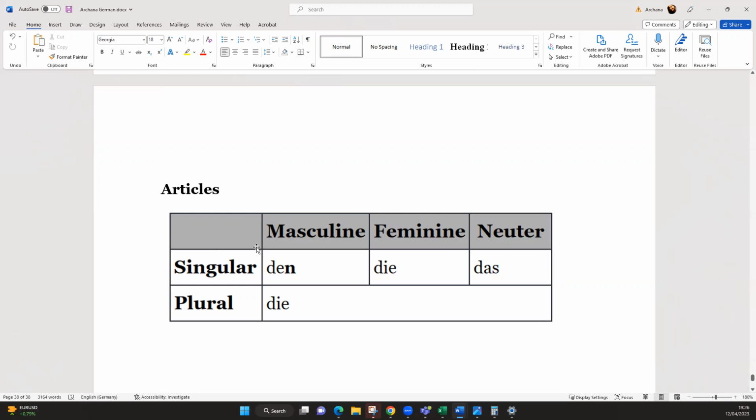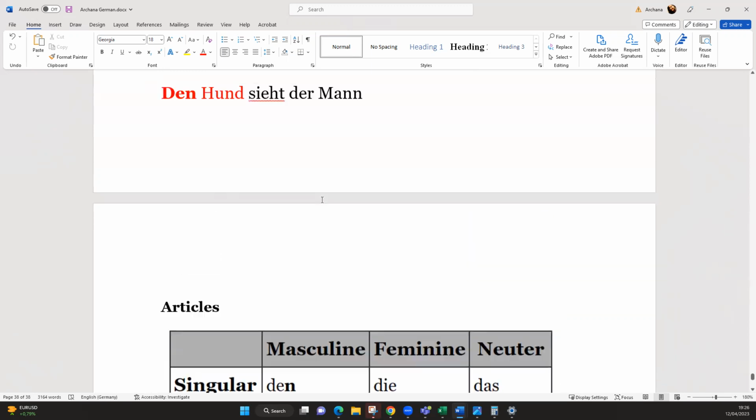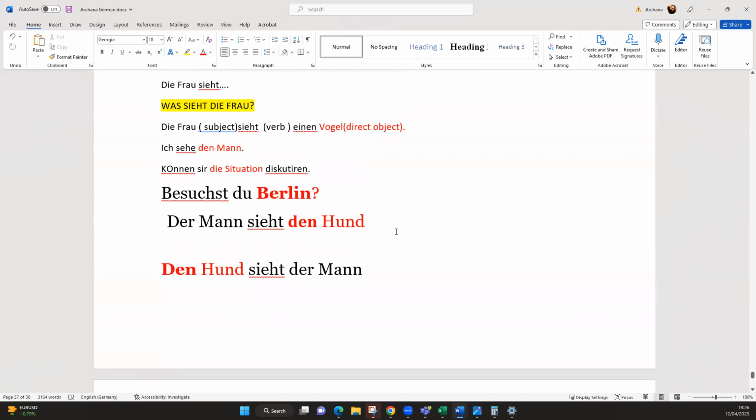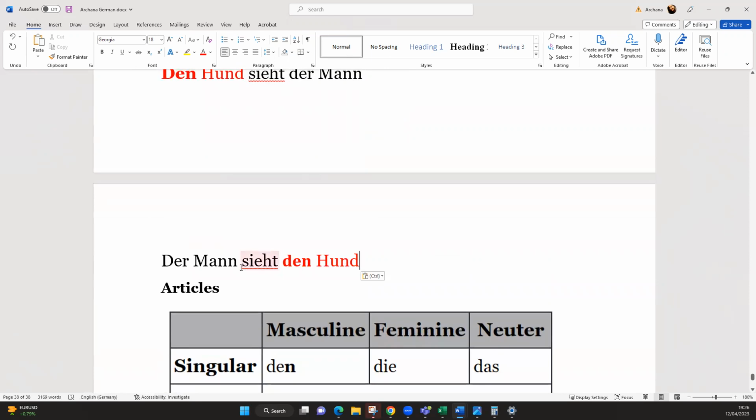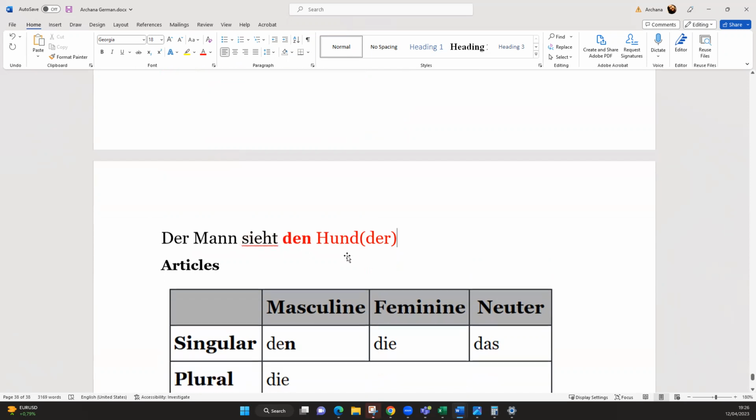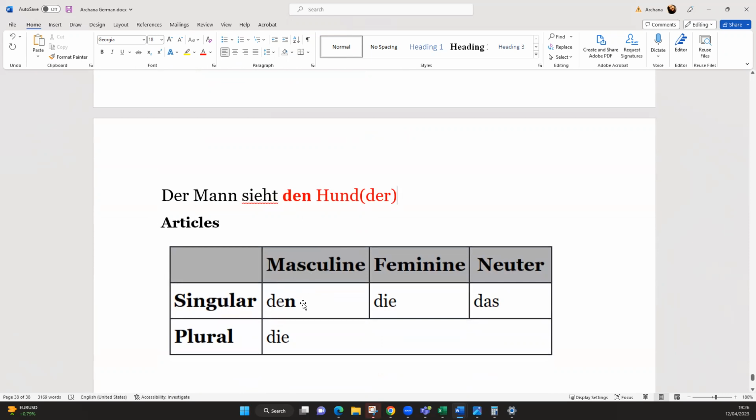Now, why does this become den? Let me go back to the example above, where I wanted to say the man sees the dog. Hund is masculine, so it has der. When it is in the accusative form, it becomes den. So: der Mann sieht den Hund. That is how we have the masculine form.